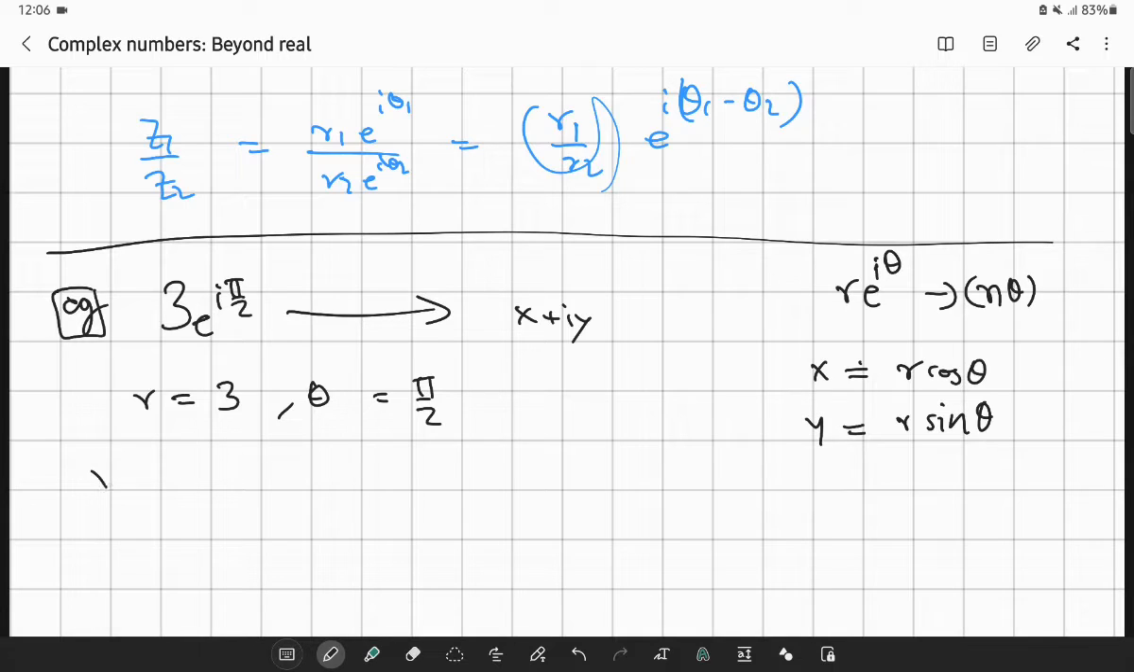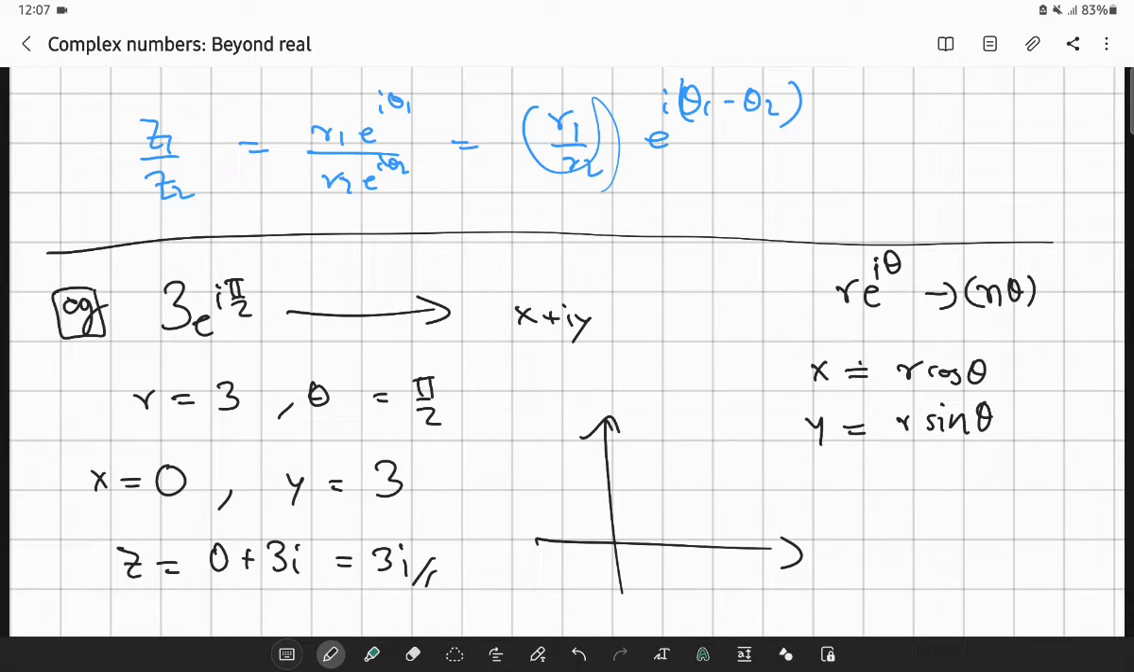In this case, r equals 3, theta equals pi over 2. So x equals r cosine theta, so it's 3 cos pi over 2, which is 0. And y equals 3 sine pi over 2. Sine pi over 2 is 1, so I'll have 3. So the number is z equals 0 plus 3i, which is 3i.